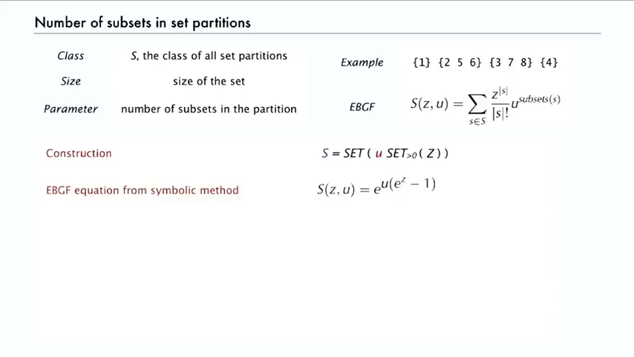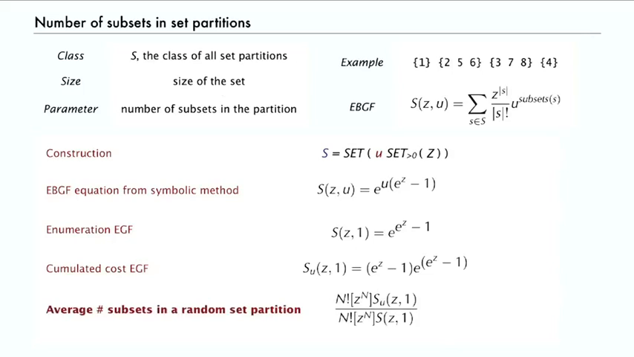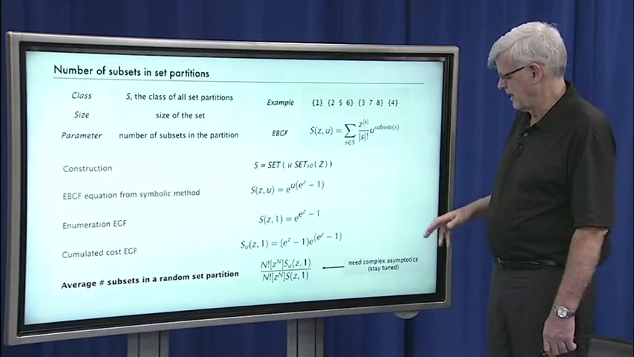So the set of non-empty subsets is e to the z minus 1. They're marked with the u. A set of those is e to that power. Evaluate that at u equals 1, and the exponential generating function to enumerate those is e to the z minus 1. And the accumulated cost is a derivative with respect to u of that, which multiplies it by e to the z minus 1. And the average number of subsets in a random set partition is the ratio of that.